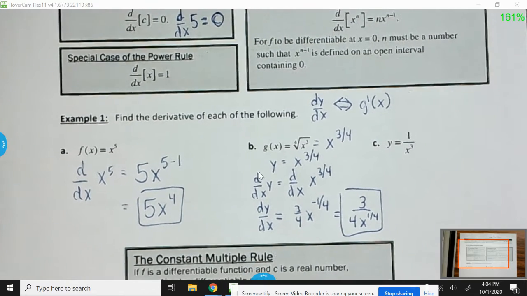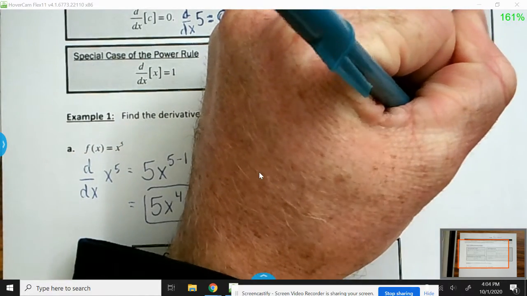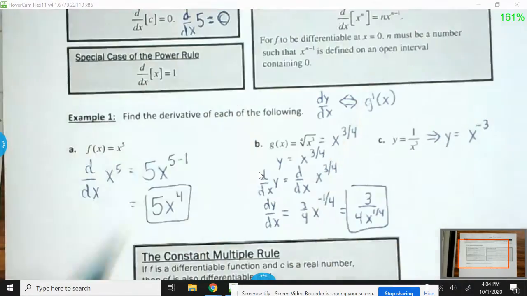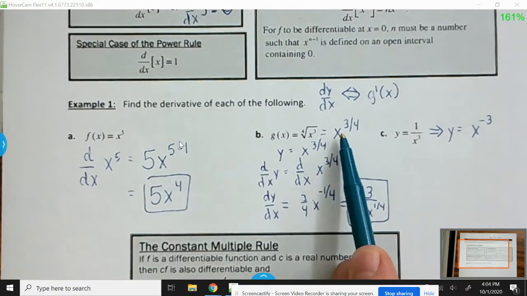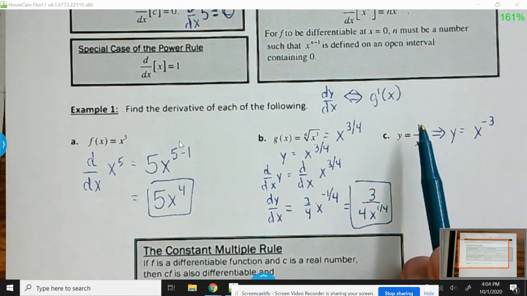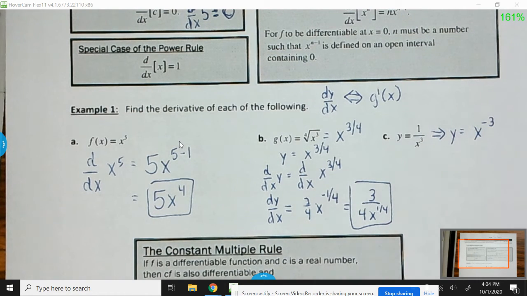Okay? And for C, right? What's the derivative of y equals 1 over x cubed? Well, I would first note that this is the same as y equals x to the negative third. It's easiest to rewrite things as exponents so that you can apply the power rule. Notice this was already an exponent. I rewrote the radical as an exponent. I rewrote this rational expression as an exponential, x to the negative third.